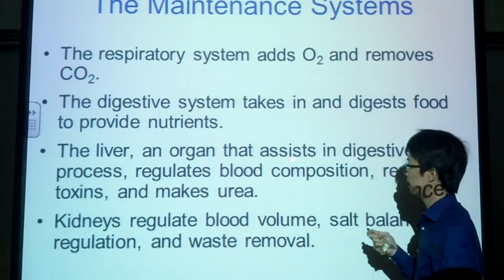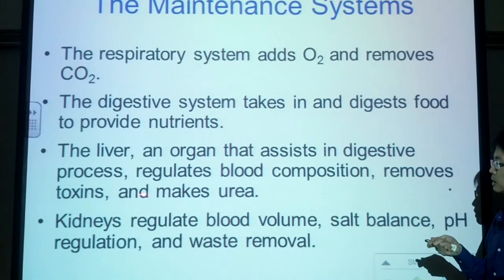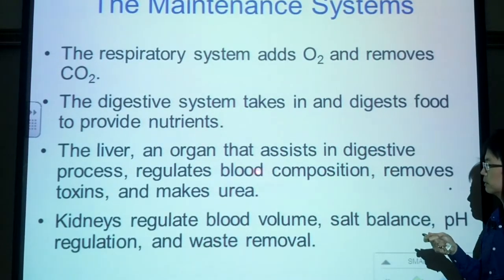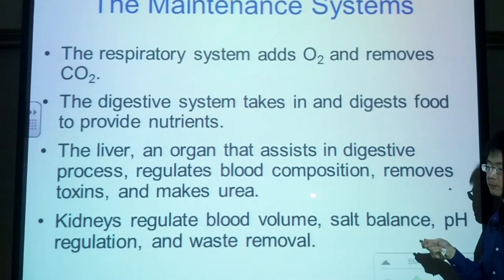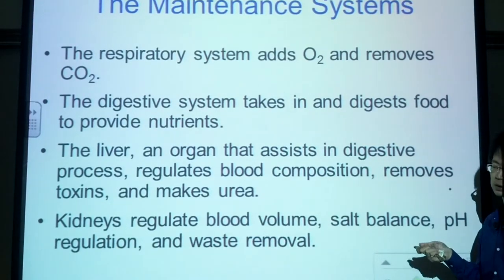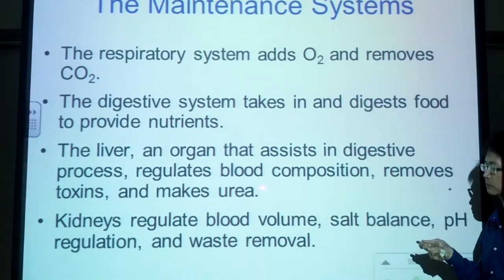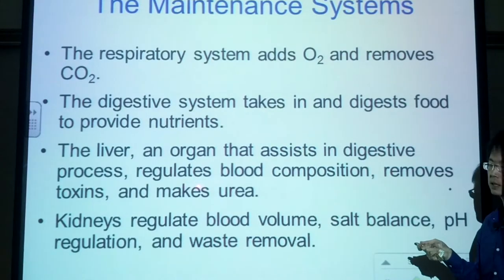And then the liver and other organs that help your digestive system regulate blood composition, remove toxins, and make urea. Your liver removes toxins. They also help break down your old red blood cells after 120 days. They also make urea. Excess protein will be broken down to form urea in the liver.